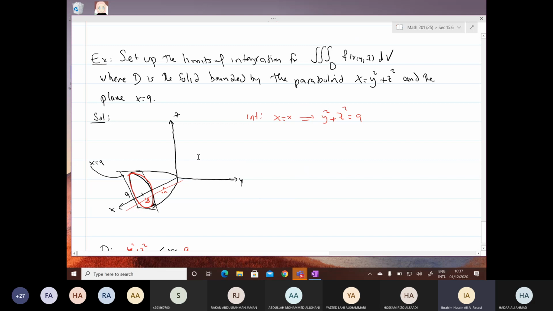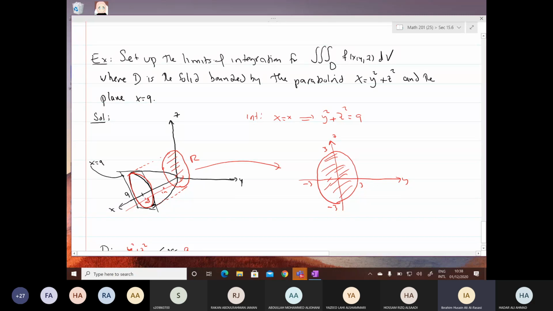Bring the intersection in the y-z plane. You bring it down, and this is H, the situation here. And this is the projection, so this is R. This is Y and this is Z. And this is the circle, center the origin and radius equals 3. This is a 3, this is a minus 3, and this is the region here.